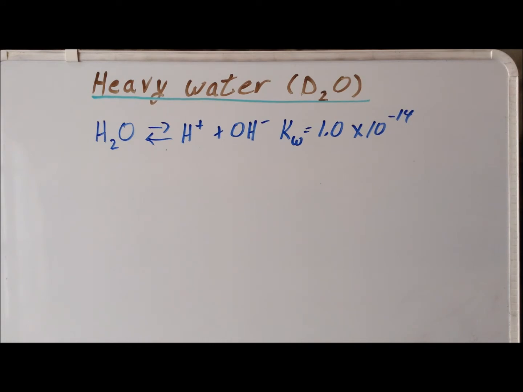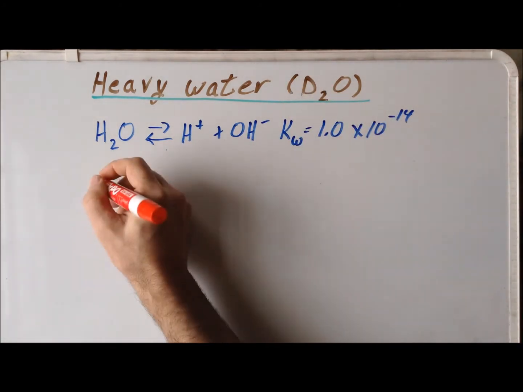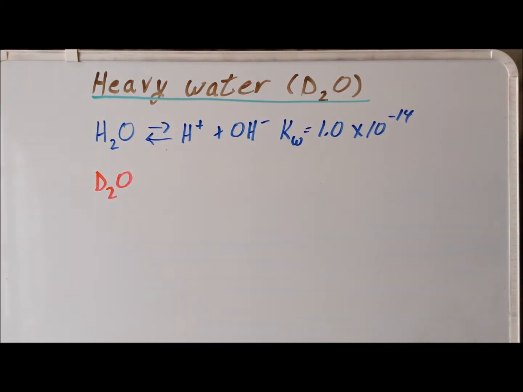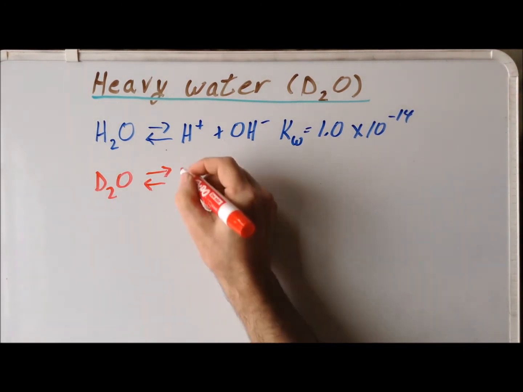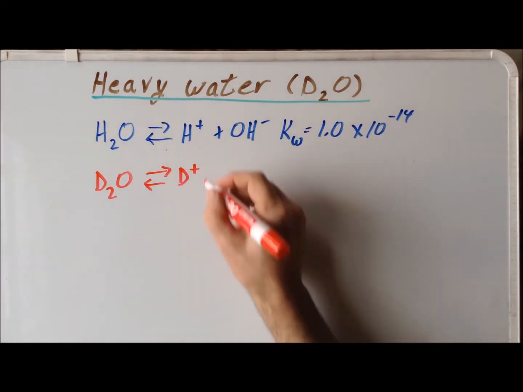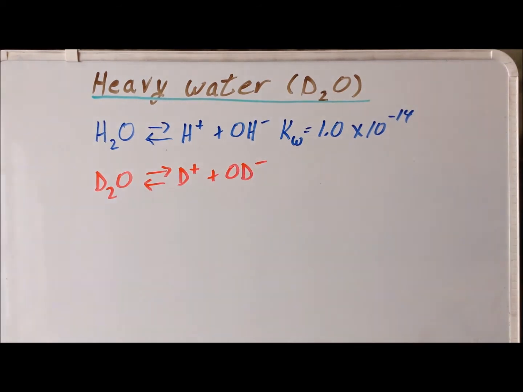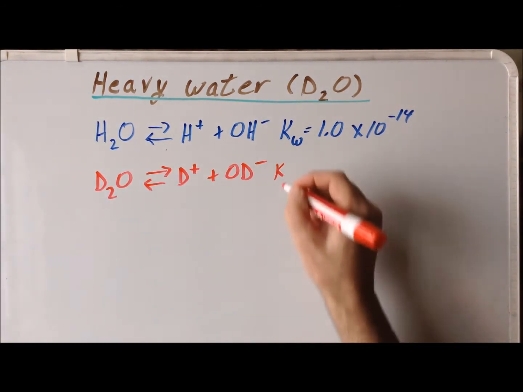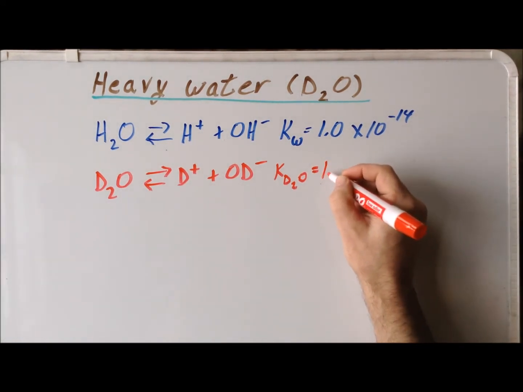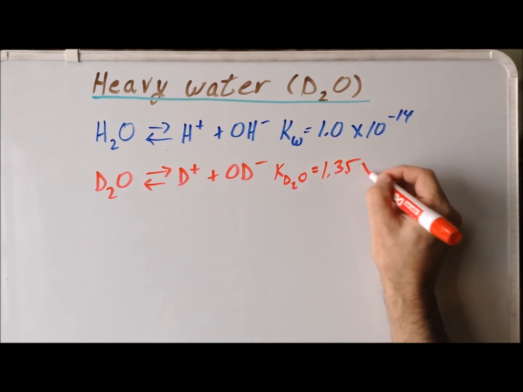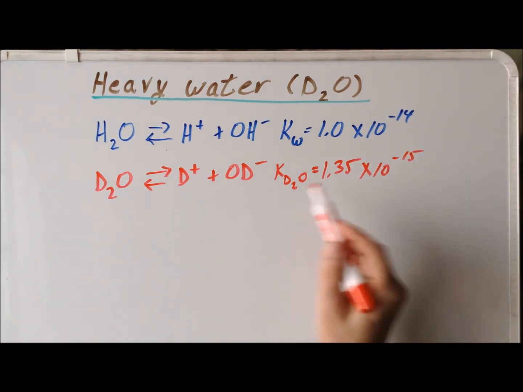Now we can also synthesize water where we replaced the ordinary hydrogen with deuterium, the other isotope of hydrogen, and D2O we call heavy water. Heavy water also has the property that it will auto-ionize. It'll break up into deuterium plus and OD minus, so the deuterium analog of the hydroxyl ion. This reaction has an equilibrium constant, which we'll write as KD2O. So this is the analog of KW for deuterium. And this has the value at 25 degrees centigrade of 1.35 times 10 to the minus 15. So it is a smaller value.